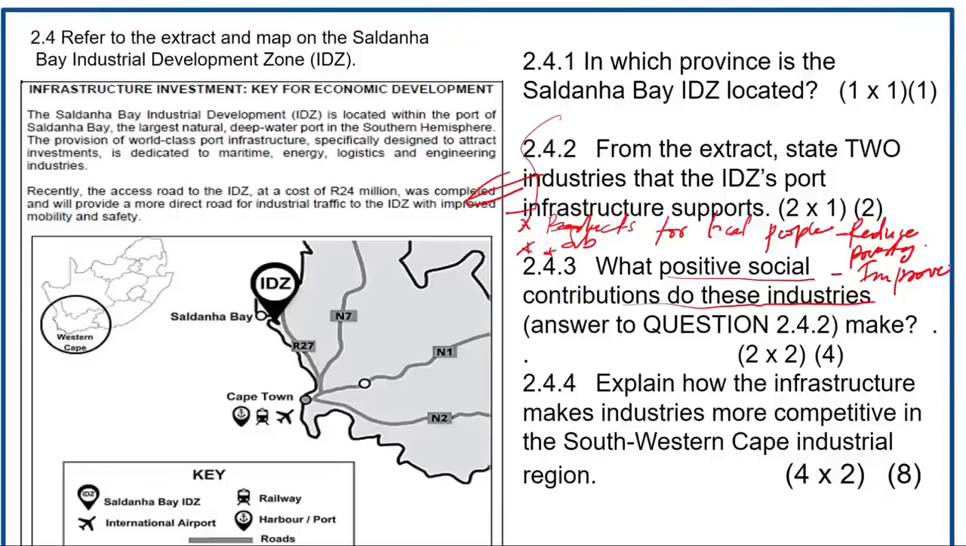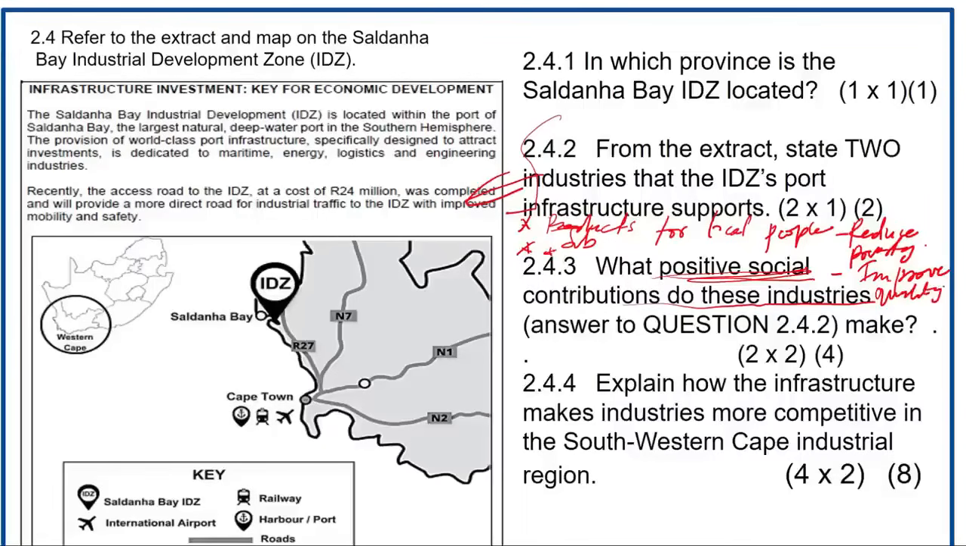So, when you're looking at the importance of the IDZ, don't only look at it in terms of social. This question is a very good question. It talks about social, but it can also talk about the economic. So when it talks about the economy, then you have to talk about money. It creates jobs and therefore creates an opportunity for people to earn income. It improves the quality of life for people.